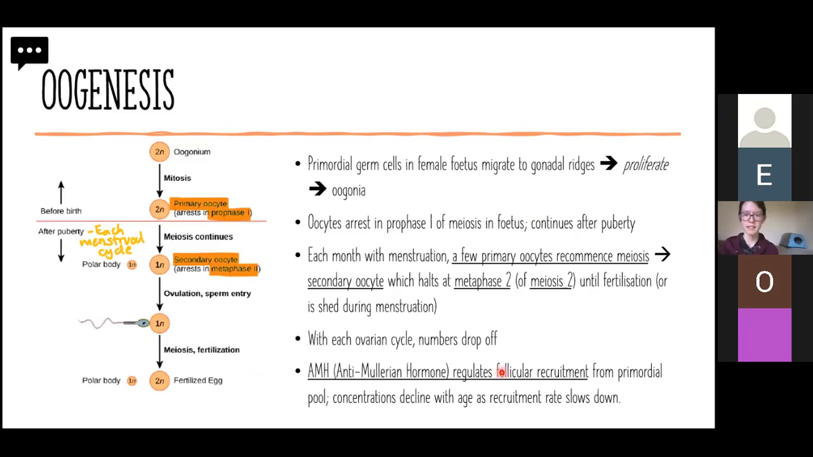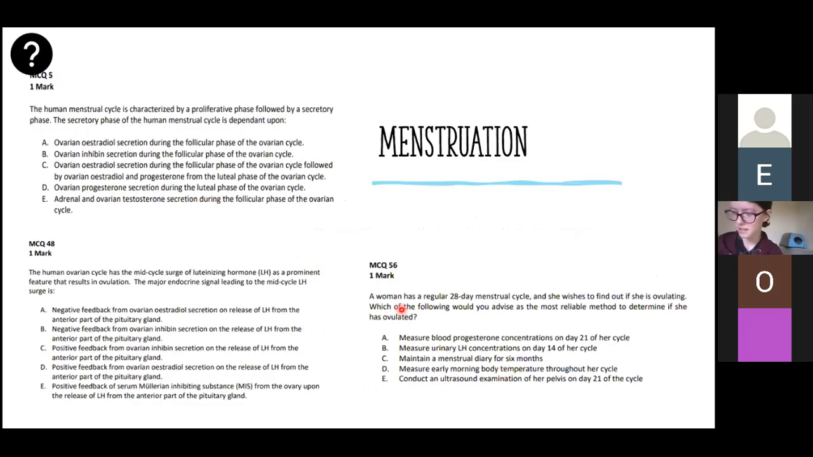Yeah, there's some menstruation questions. Give you 30 seconds for this one. And they do have these hormone questions for the menstrual cycle, just because that's the tricky bit, really.